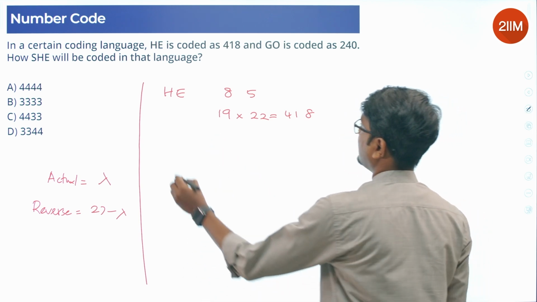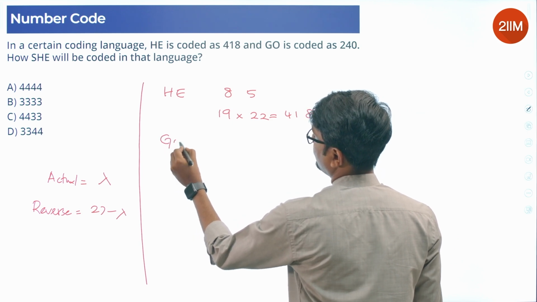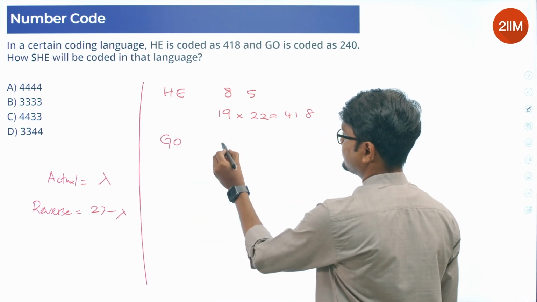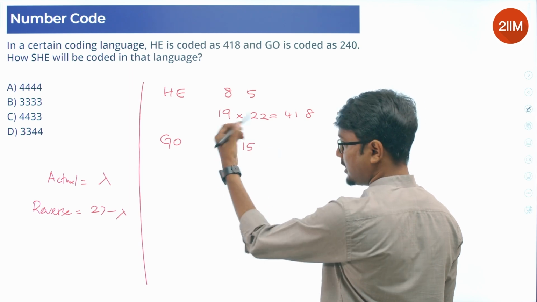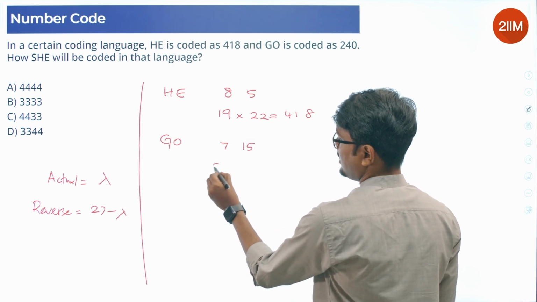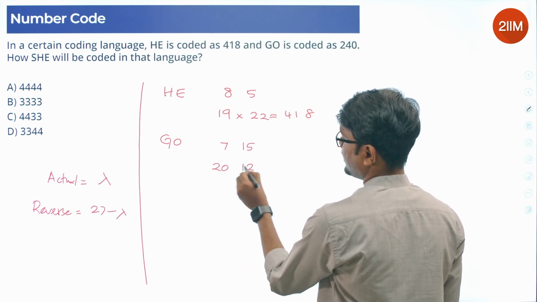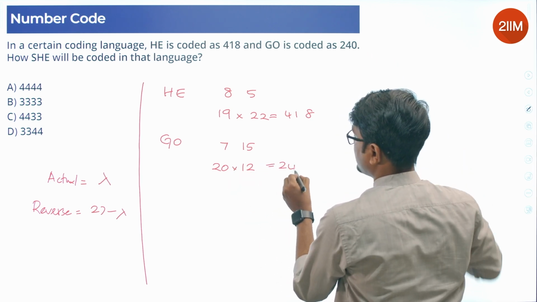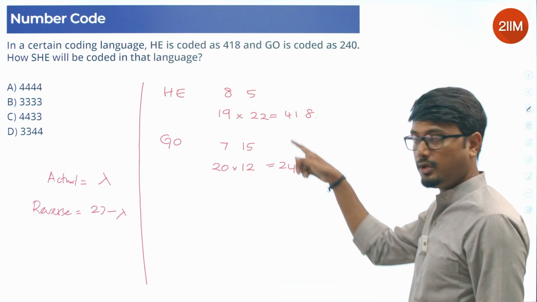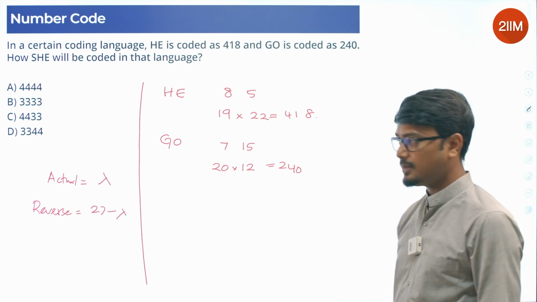Okay, HE, GO. So G is 7, O is 15, so the reverse values would be 20 and 12. 20 times 12 is 240. That's the confirmation. So we found the logic, we confirmed the logic, we have to apply the logic.